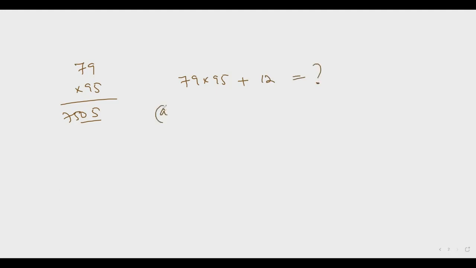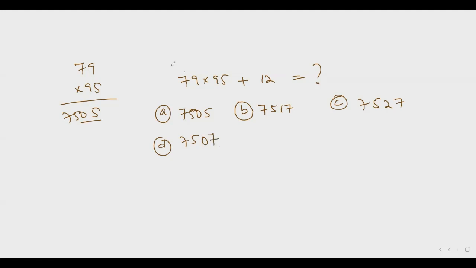And then the options are given. The first option is 7505, the second option is 75017, the third option is 7, then 7527, and 7507. This is how it appears in banking exams.